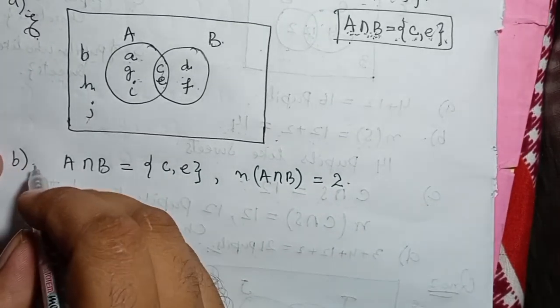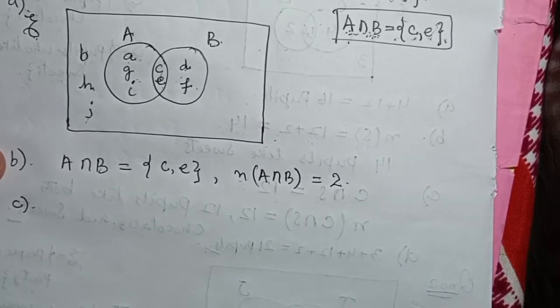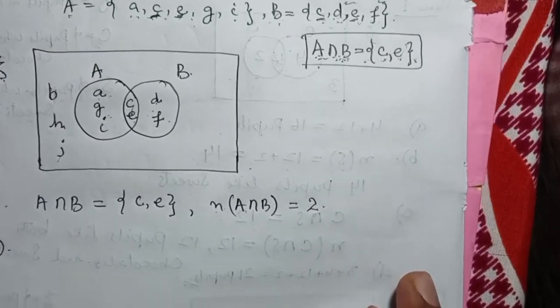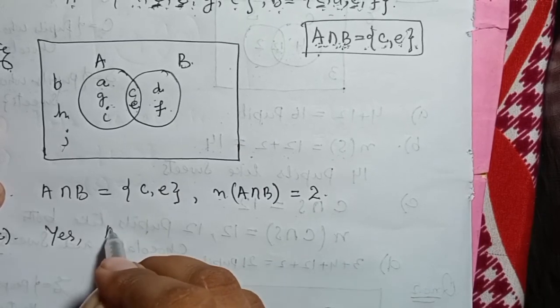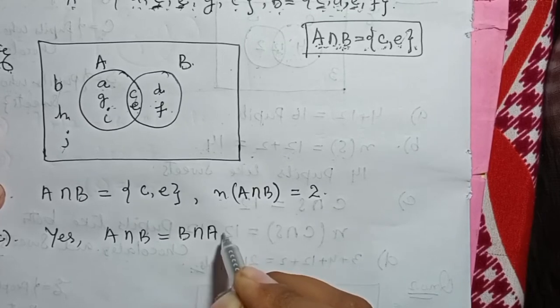Now you can see the C. Does A intersection B equal B intersection A? Yes. A intersection B is also equal to B intersection A.